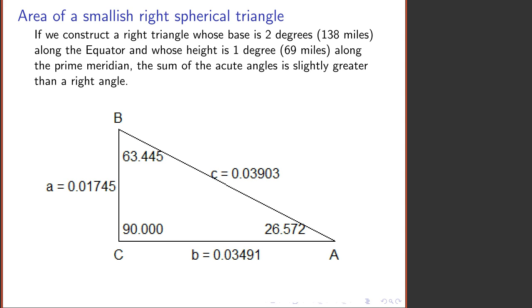And if you calculate very carefully the angles in this triangle, you see that the two acute angles sum to ever so slightly more than a right angle. So you've got to have a triangle whose sides are in the 70 to 140 mile range before you can start seeing any significant increase of the sum of the three angles over 180 degrees.